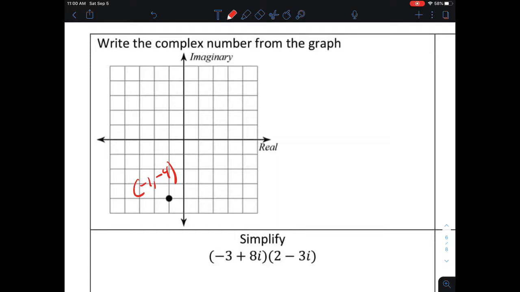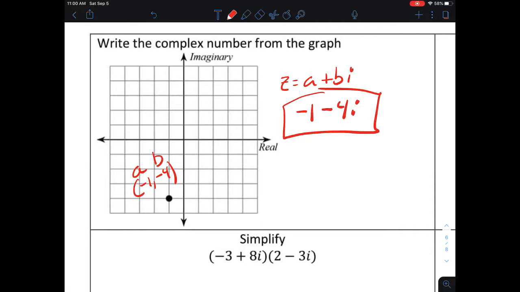However, this is not the xy plane. It's on the real and imaginary set of axes. So I have the real part and the imaginary part. And our complex number, which would be written as z equals a plus bi, I just put in for a and b. So a is -1, that's my real component. b is -4. So this complex number is -1 minus 4i.